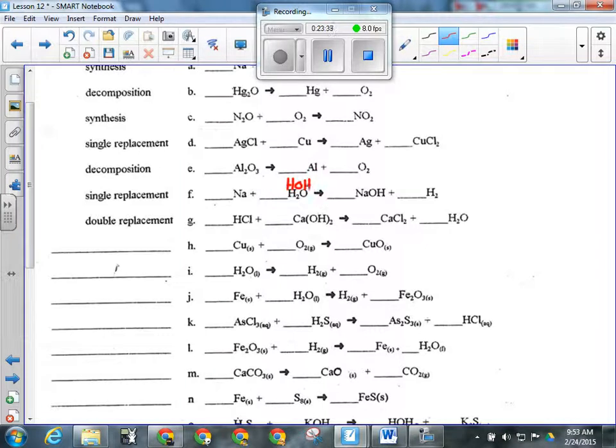Now following where everything went becomes quite a bit easier. I know the OH went here and this H ended up over here. So when I do my balancing, it's a little easier to figure it out. So if you see water on one side written as H2O and you see hydroxide on the other, cross off H2O and write it as HOH, and you'll have a much easier time tracking where everything goes. Okay?